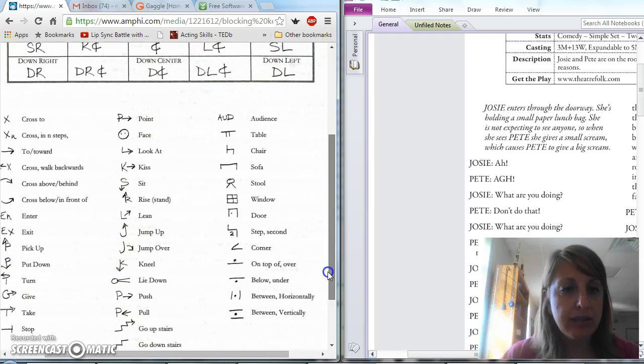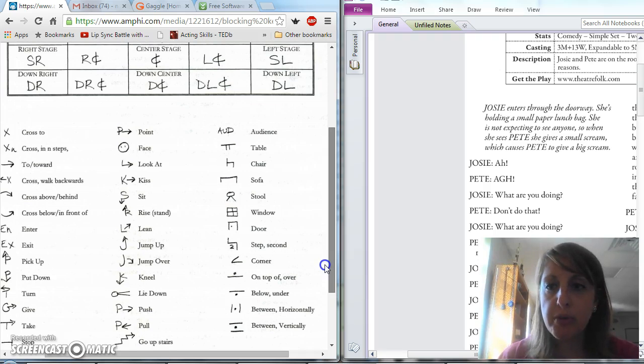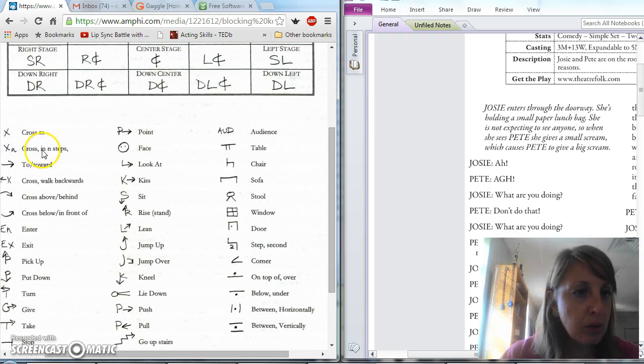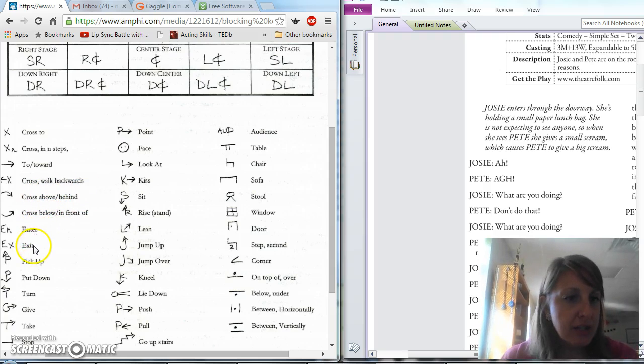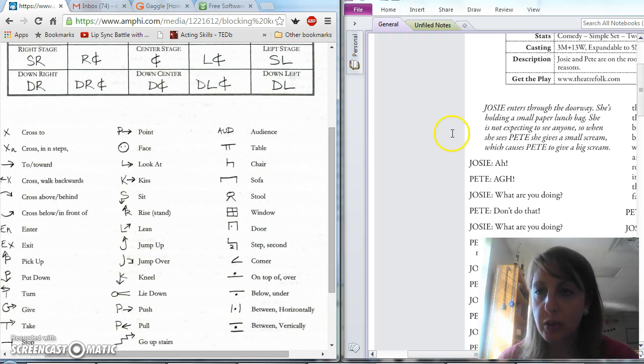These are the little symbols that we use for blocking. Don't worry, we are not going to use all of these symbols. The most important symbols that we're going to use are going to be cross, cross in, go toward, cross above or behind, the enter and the exit, and the sit and the rise. Those are some of the main things we will use. Some of this other stuff you may use, but those that I just went over just now are going to be the most important things that you'll want to know.